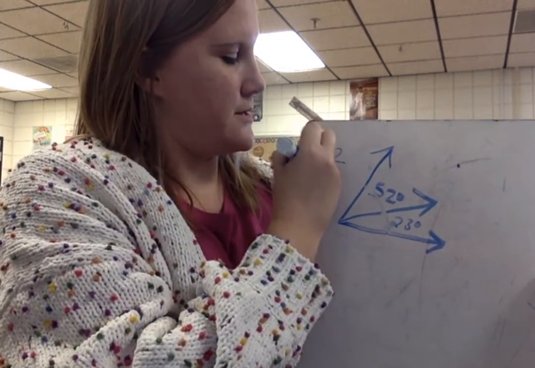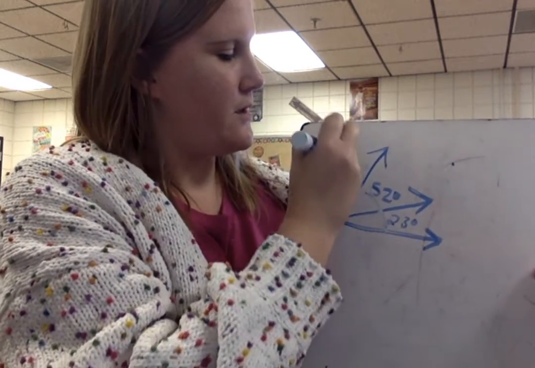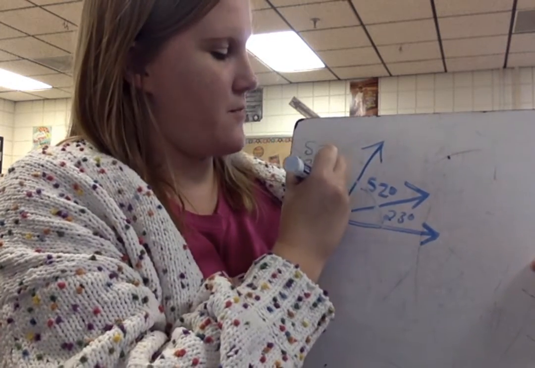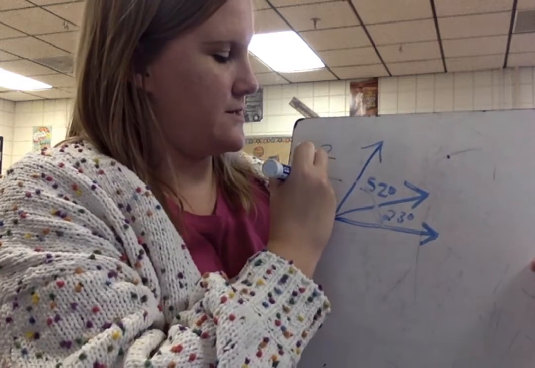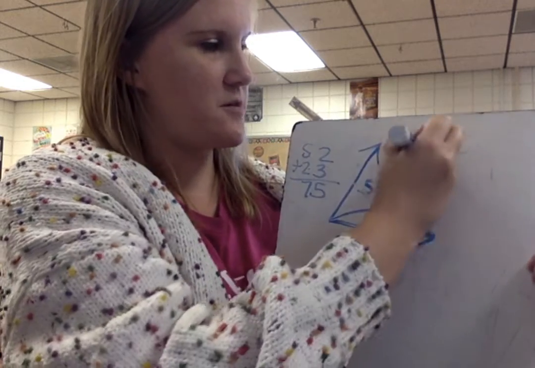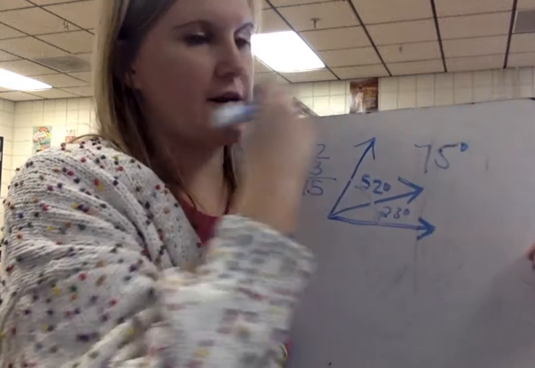52 plus 23. 2 plus 3 is a sum of 5. 5 plus 2 is a sum of 7. So this whole measurement would equal 75 degrees.